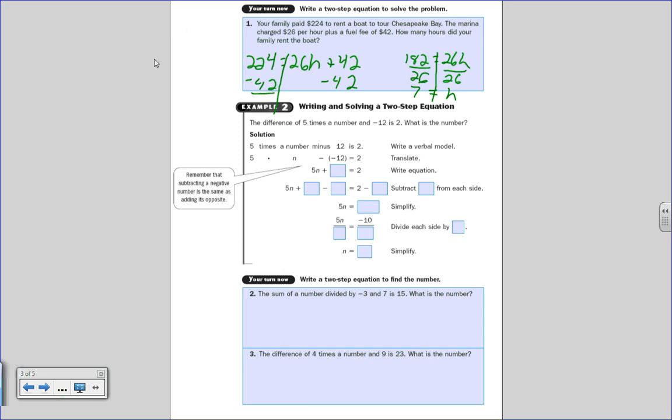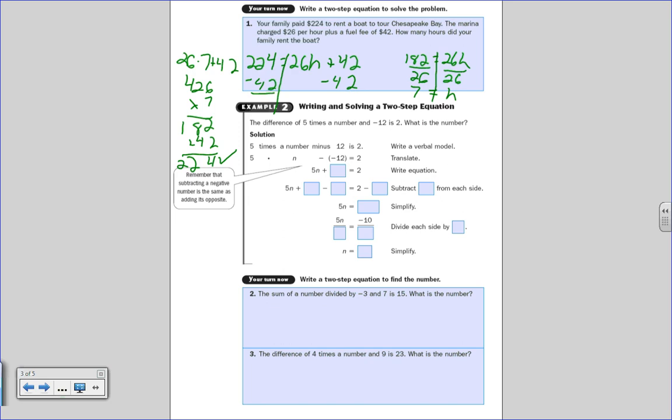I'll put the check over in the margin over here. Okay, so the check: 26 times 7 plus 42. Alright, 26 by 7. That's 42, 14 and 4 is 182. And we gotta add 42 onto that. I got 4, 12, 2. 224 is what I wanted, so life is good. So your family rented a boat for 7 hours. The tour to Chesapeake Bay.